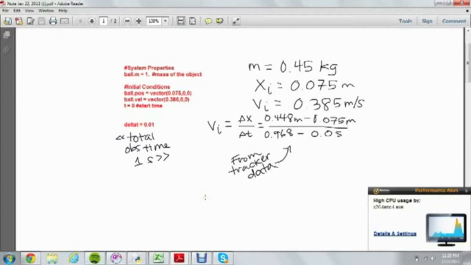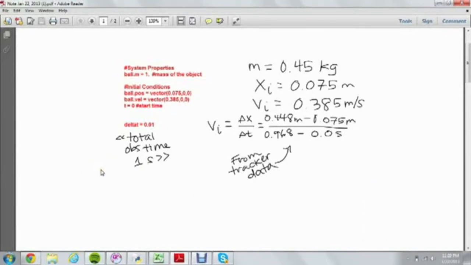The average velocity I estimated by taking delta x over the entire video clip. That is the final position minus the initial position, and divided that by the total time of the video clip, which is about 1 second. That gave me the estimate of the initial velocity. Lastly, I chose delta t to be small compared to the 1 second time elapsed, at 0.01 seconds.